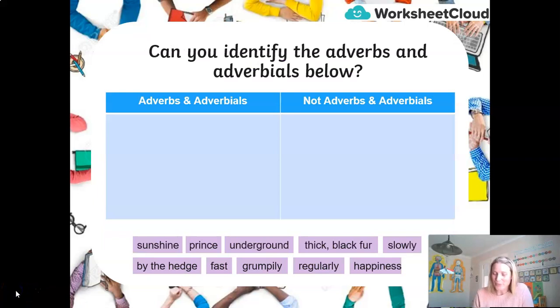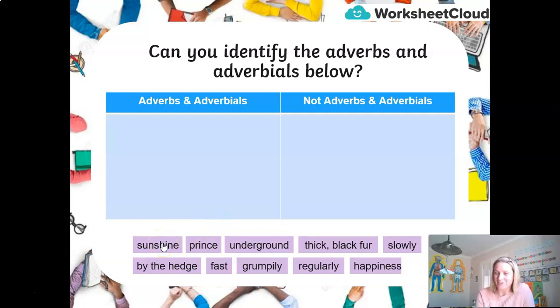Now we know what an adverb and an adverbial are. Let's see if you can use the words I have at the bottom of the screen and sort them into words that are adverbs and adverbials and words that are not adverbs or adverbials. You may wish to pause your video now and have a little go. Okay, let's see how you got on.